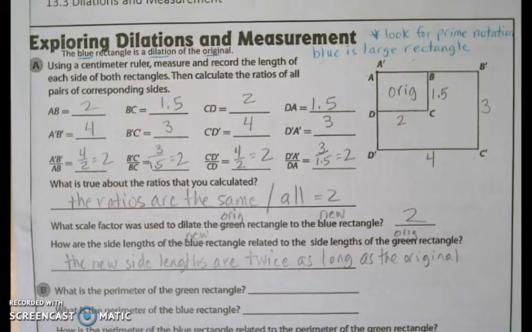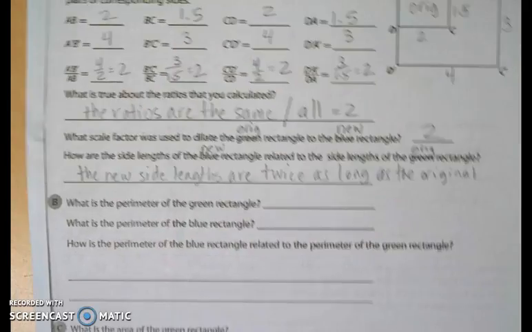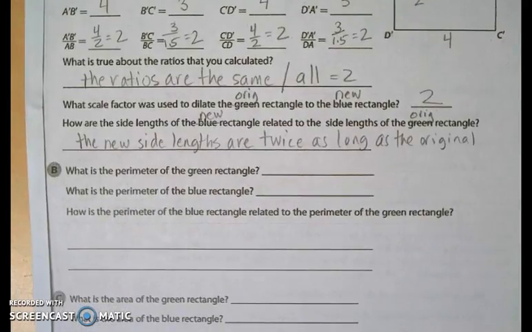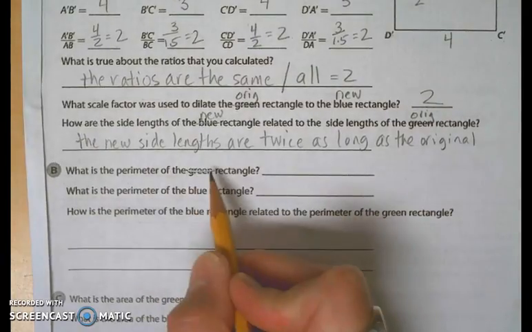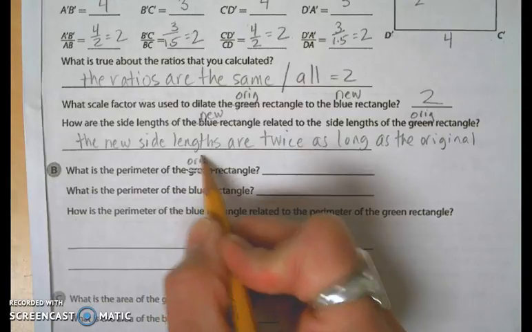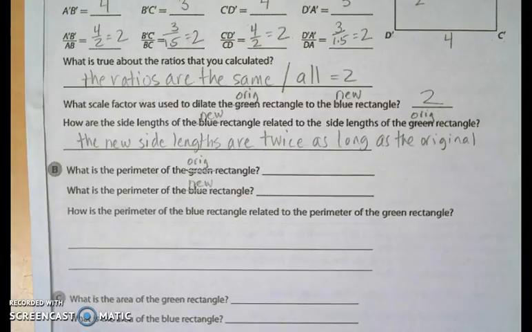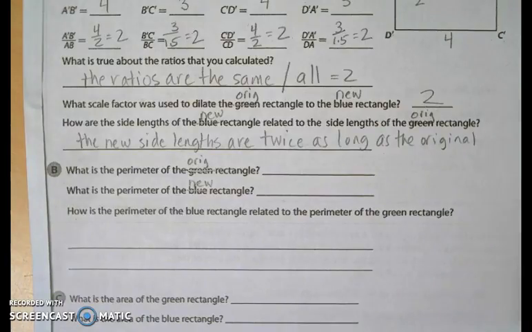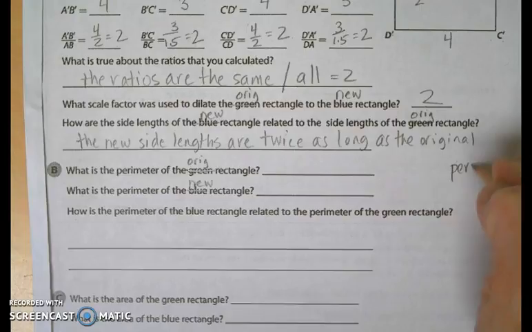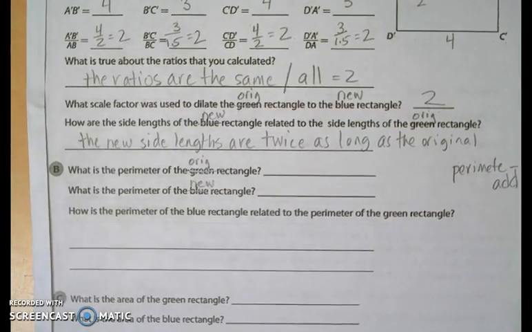Now let's go through and answer some questions about perimeter related to these. So our green is our original and our blue is our new. So anytime you see green, it's your original, blue, it's your new. Remember that when you find perimeter, you must add all of your sides. Calculate those perimeters.